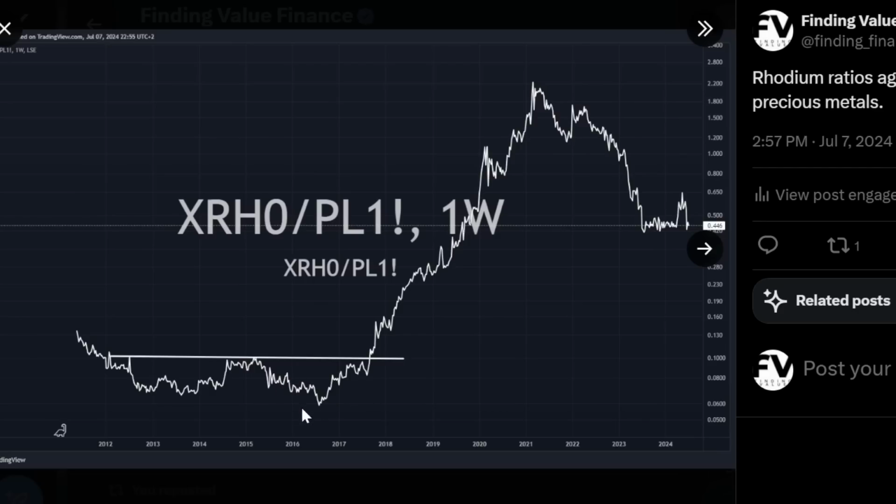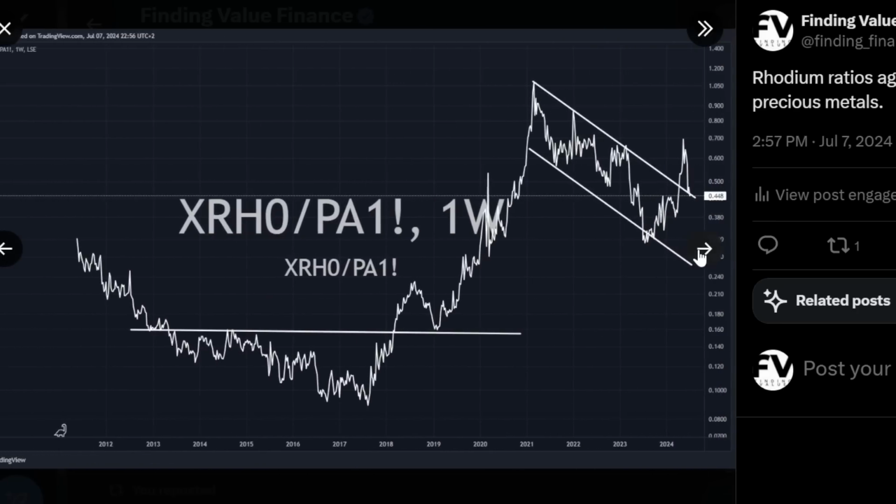This area right in this, where my circle is, that double bottom, perfect entry point for rhodium, huge outperformance. And then we got really cheap for platinum up here in 2021. Rhodium versus palladium. Rhodium was cheap in 2016, 2017. That was the time to buy rhodium and then ride it all the way on up.